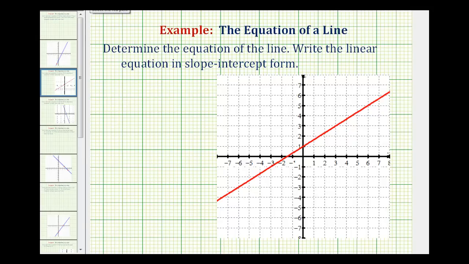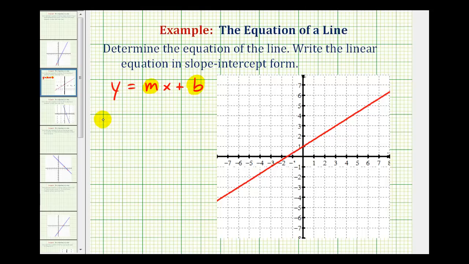We want to determine the equation of the line, and we want the linear equation to be in slope-intercept form, which is the form y equals mx plus b, where m is the slope of the line and b is the y-intercept.